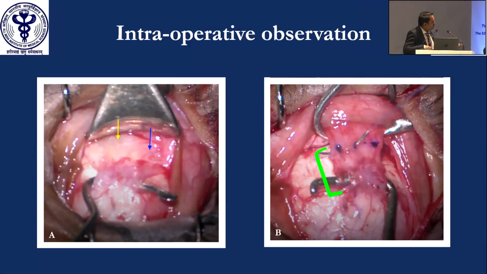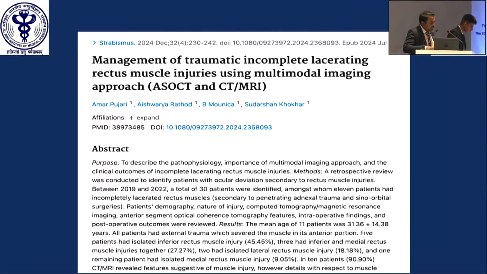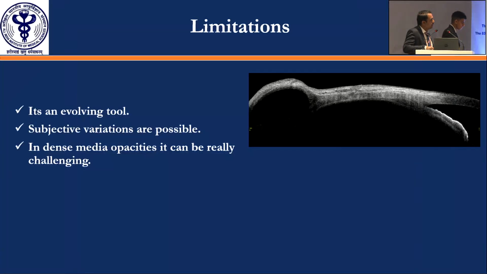So this patient was operated. You can see this is a fibrotic area which is avascular, and this is a vascular area. We shaped the muscle margin and we plicated the muscle. So this is multimodal imaging, where we combine CT scan and MRI findings along with AS-OCT findings.